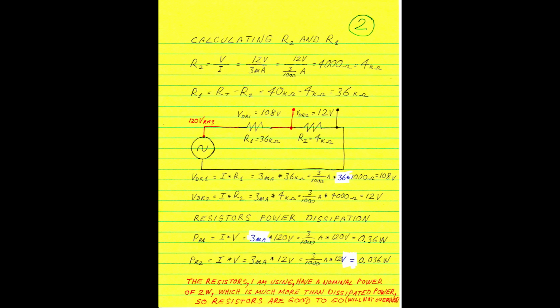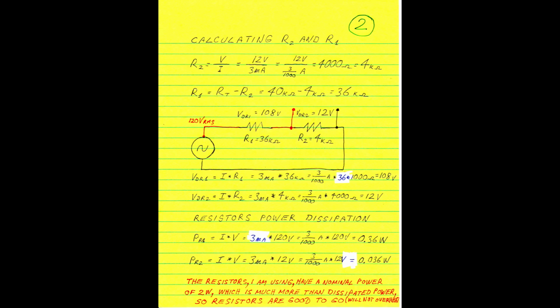Resistor power dissipation, PR1 equal I times V, and that's 3 milliamps times 120 volts equal 3 over 1000 amps times 120 volts, and that's 0.36 watts. I'm taking the current that's entering the resistor, and the voltage that's entering the resistor.